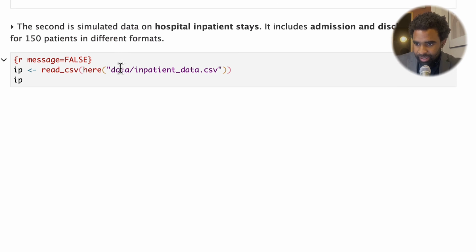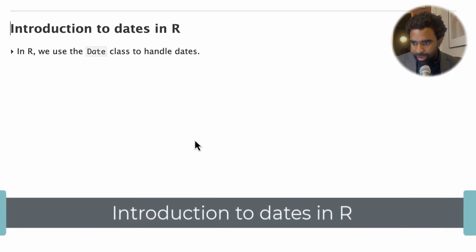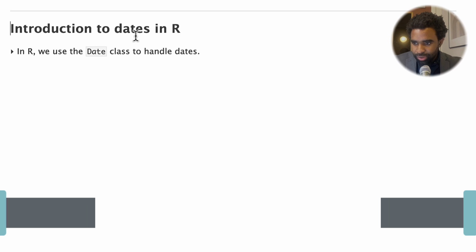The second dataset we're looking at is simulated data on hospital inpatient stays, which includes admission and discharge dates for 150 patients in different formats. So let's go ahead and read that in and take a quick look at what that is. You can see you have the patient ID and the admission date in a number of different formats, default, abbreviated, and so on. Now that we know about our datasets, let's get introduced to dates in R.